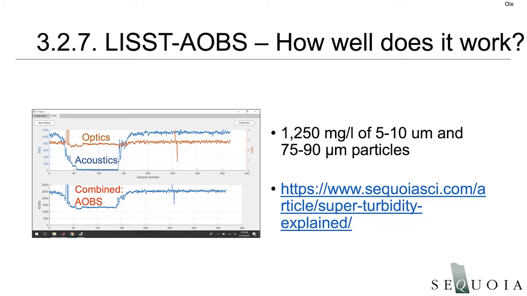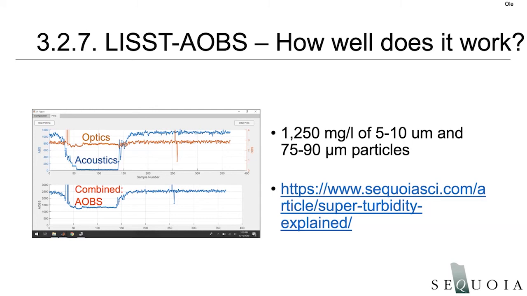And then we stopped the mixer. And when we stop a mixer and you have 75 to 90 micron particles in a beaker, then they drop like a rock. And you can see that in the acoustic signal, it drops to 0. You can see the optic signal doesn't really change a whole lot. It stays fairly constant. There's a little bit less variability. We don't have the variability from the large particles, but it's essentially the same. There's not much change in the optics. So the optics didn't see the large particles. It didn't see the 1,200 milligrams per liter.